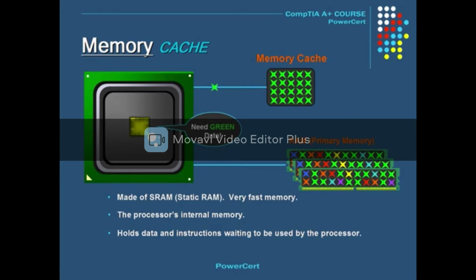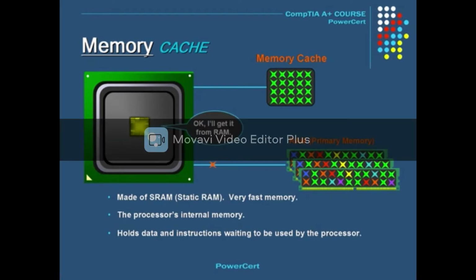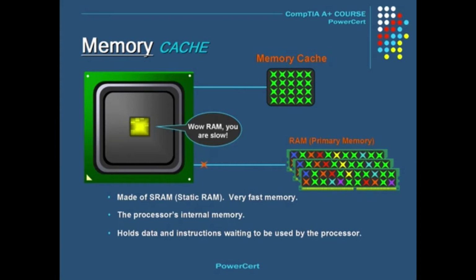Because when the CPU needs to access certain data, it always checks the faster cache memory first to see if the data it needs is there. And if it's not, then the CPU will have to go back to the slower primary memory or RAM to find the data it needs. So that's why cache memory is so important, because if the CPU can access what it needs on the faster cache memory, then the faster the computer will perform.